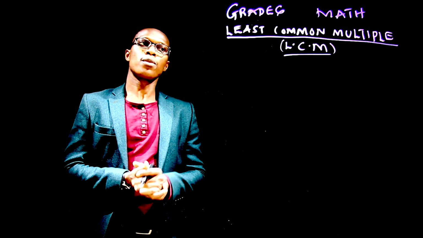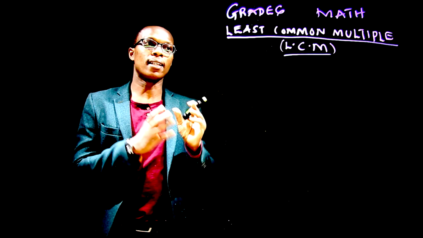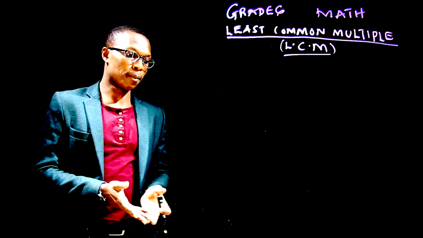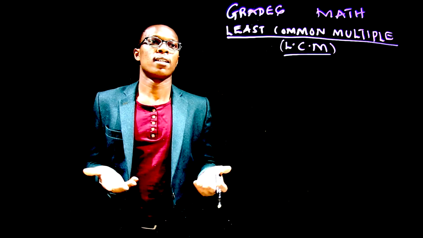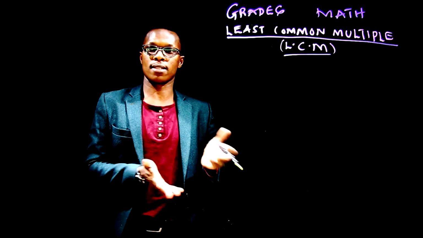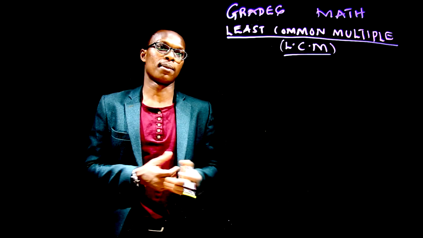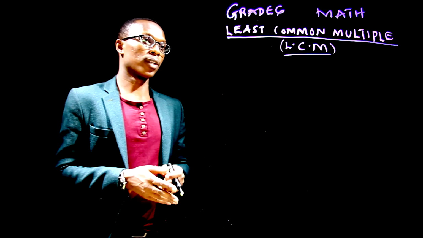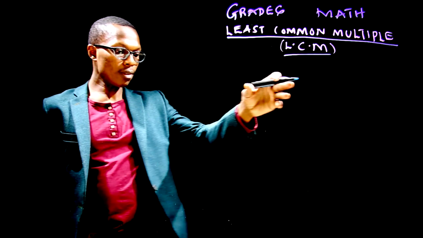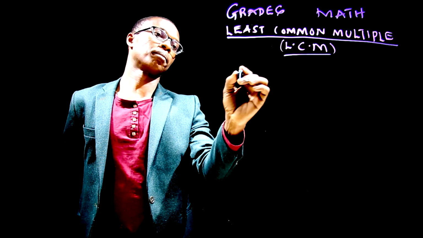Today we want to see how we can find the least common multiple of numbers. For example, if you have two numbers and you've been asked to find the least common multiple, or simply LCM, that's what we're going to look at today. Let me have an example here.